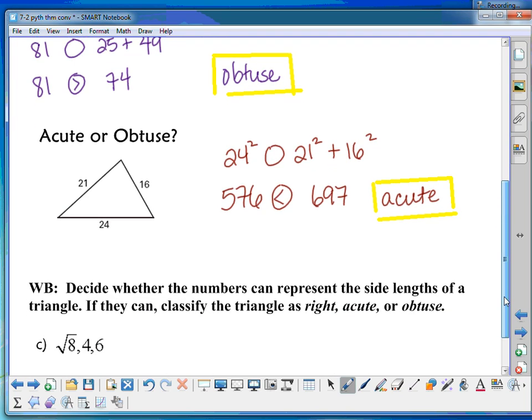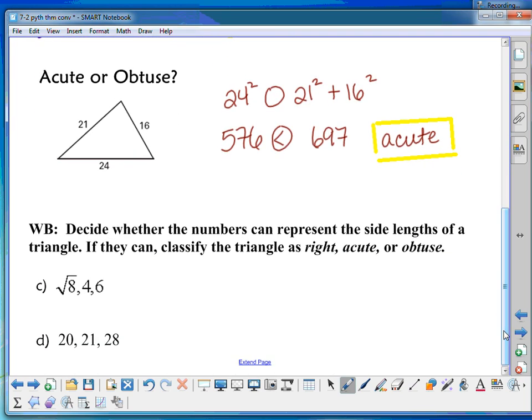So here are a couple of problems for you to try on your own. Decide whether the numbers can represent the side lengths of a triangle, and if they can, classify the triangle as right, acute, or obtuse. I want you to try to do these on your own. Pause the video now.